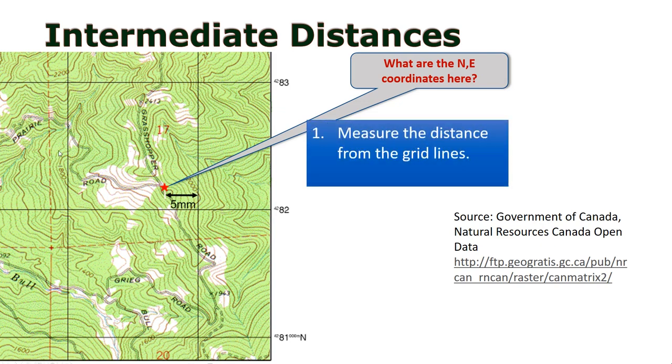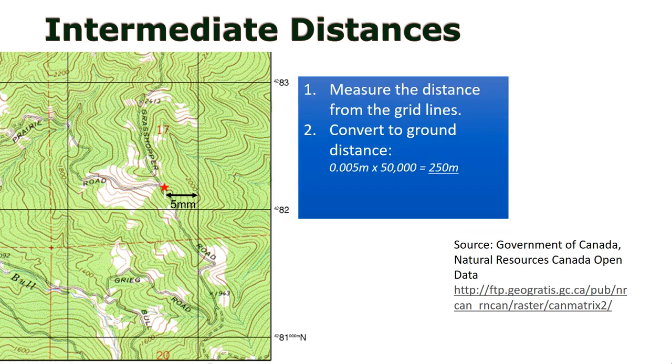The first thing we need to do is measure the distance from the grid line to the star. This one is measured at 5 millimeters. Then we need to figure out what that distance is using the scale. This is an NTS sheet. We know that NTS sheets, especially the topographic ones with this much detail, are 1 to 50,000. You do need to know those. So we multiply our 5 millimeters by 50,000 and we get 250 meters.